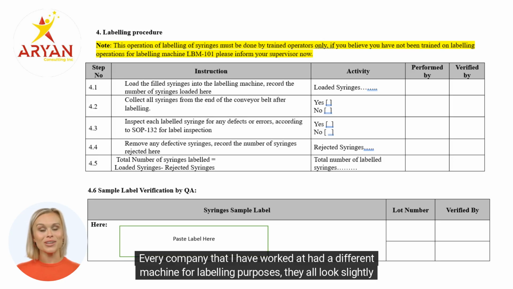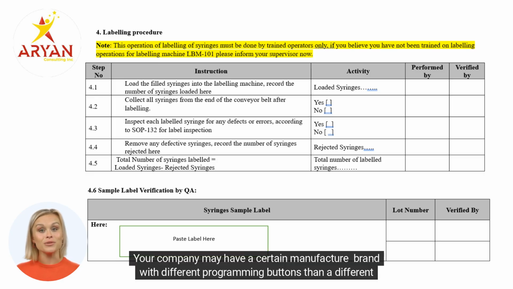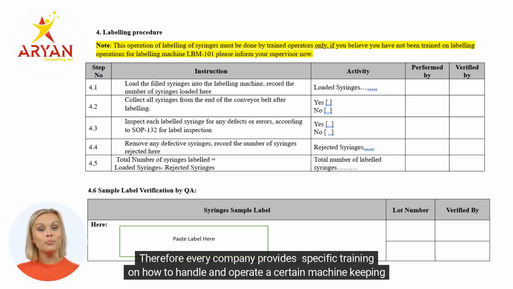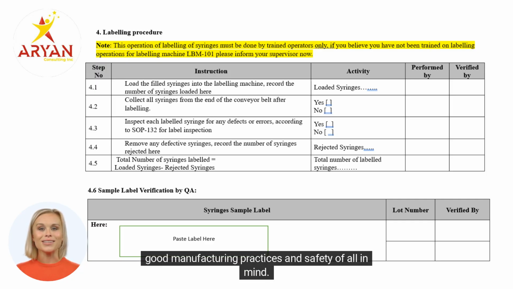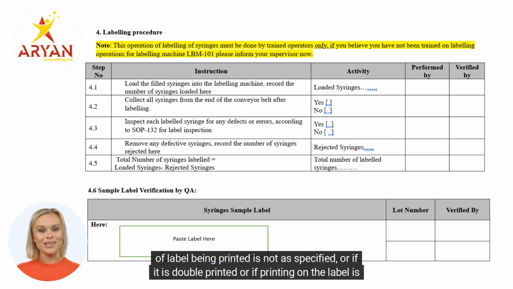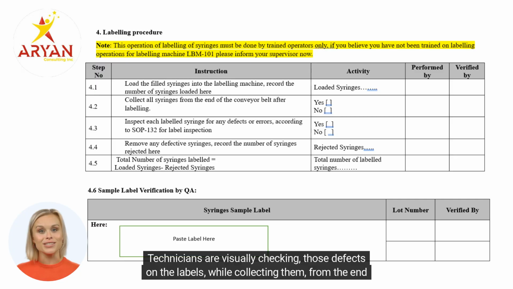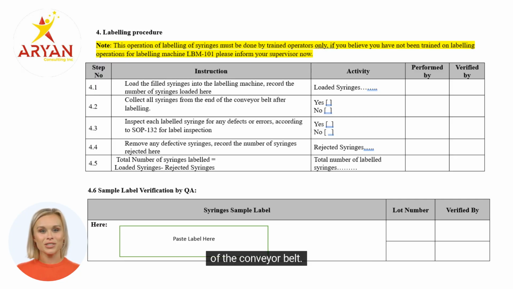Every company that I have worked at had a different machine for labeling purposes. They all look slightly different, work a bit differently, but they all get the labeling done. Your company may have a certain manufacturer brand with different programming buttons than a different company. Therefore, every company provides specific training on how to handle and operate a certain machine, keeping good manufacturing practices and safety of all in mind. In this training, the obvious potential defects could be predicted and mentioned. For example, if the color of the label being printed is not as specified, or if it is double printed, or if printing on the label is missing altogether. Technicians are visually checking those defects on the labels while collecting them from the end of the conveyor belt.